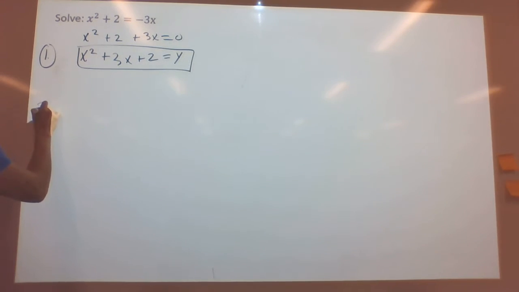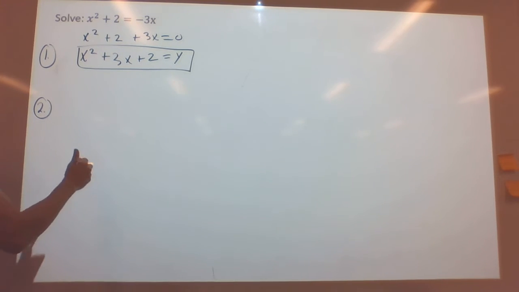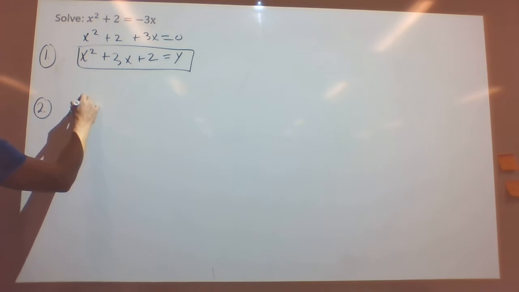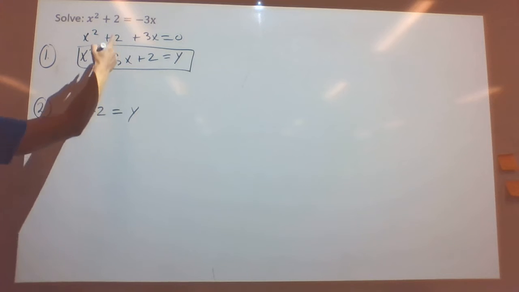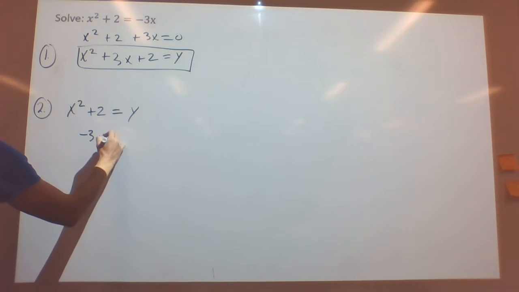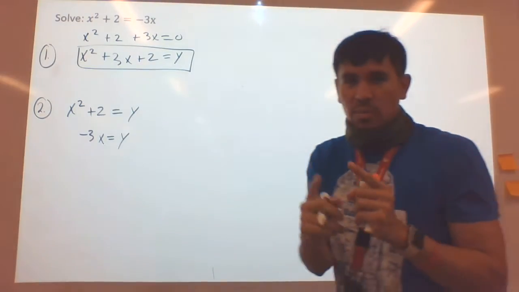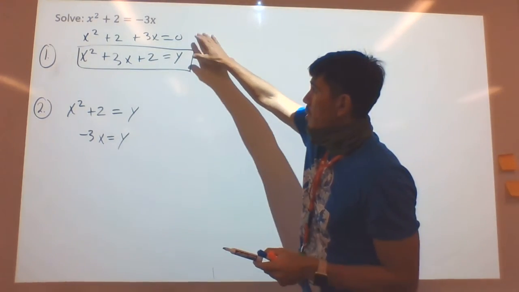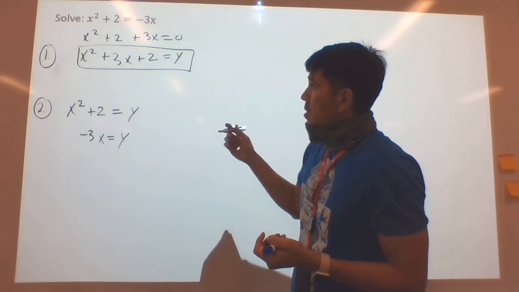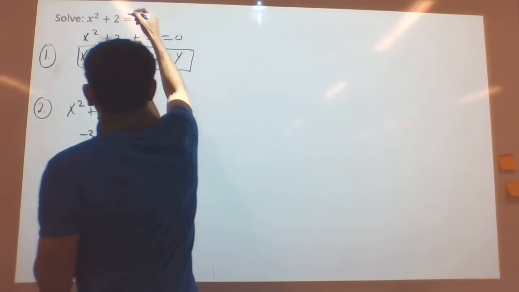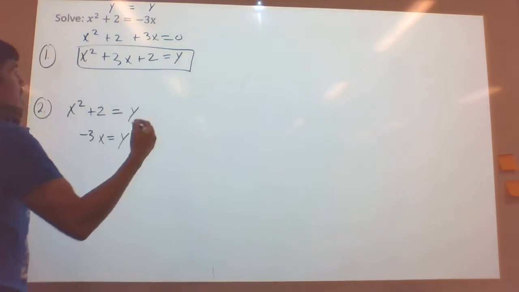Number 2 is setting the equations equal to y. So we have two equations: x squared plus 2 equals y, and negative 3x equals y. The reason behind that is that what you're really doing is setting y equal to y. You're saying that they're equal.